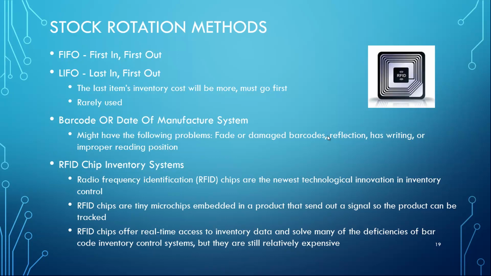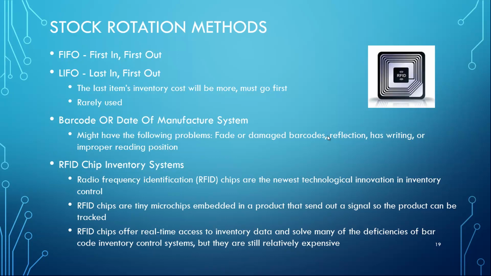Rarely used. A third method is to use the barcode or date of manufacturing system. The barcode can be scanned and the item that was manufactured first will be out first. The problem is that barcodes might fade or get damaged. In other cases, the barcode might have some sort of reflection when scanned or has writing on it. In a third case, it might be scanned in an improper reading position, like an angle.